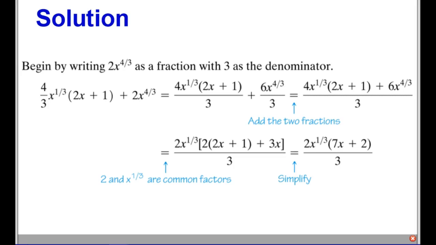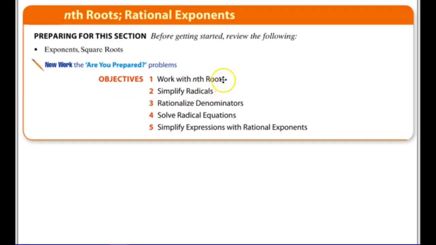So now we're going to look back at our learning targets, where we're working with nth roots, and that n is anything really other than a 2. We then simplified radicals. We rationalized denominators, and we want to rationalize any time there's a radical in the denominator. We looked at solving some radical equations, and then we simplified expressions with rational exponents. We also factored them to simplify them. So now that we've gone through all of these learning targets, go ahead and work on your homework for this section.